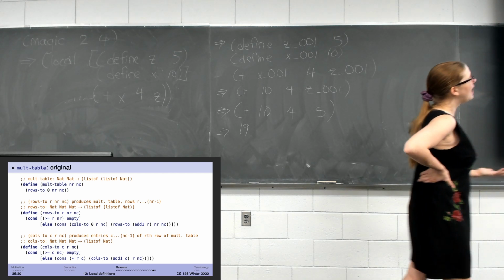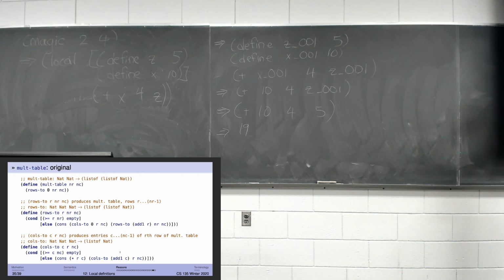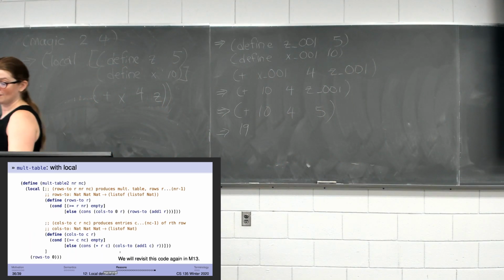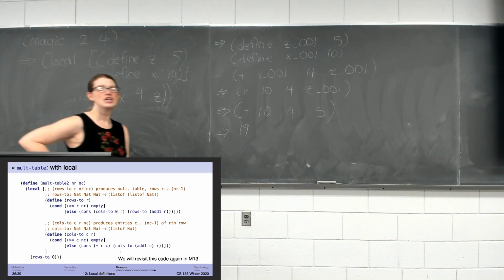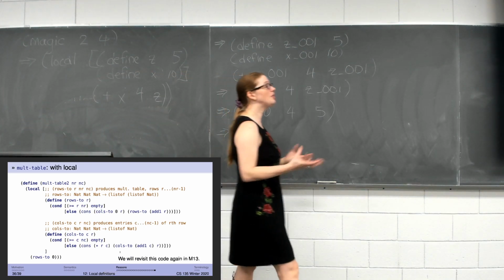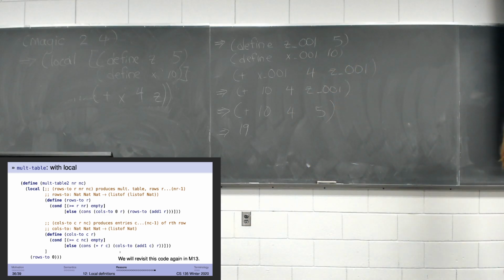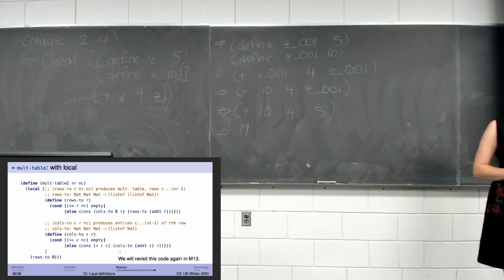And then on top of that, if you actually look at these recursive functions, they've got these values that are going along for the ride. We can actually simplify this quite a bit with a local. So here it is. So we're going to take rows2 and cols2, we're going to shove them inside a local. And then you'll notice that we actually get rid of the arguments nc and nr.